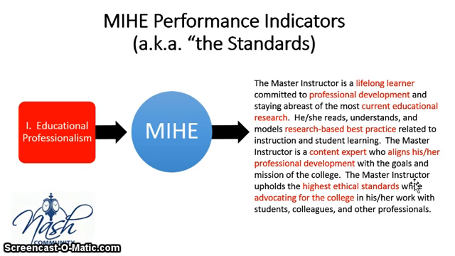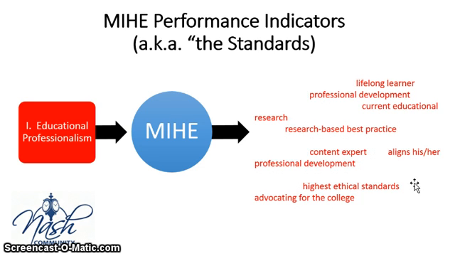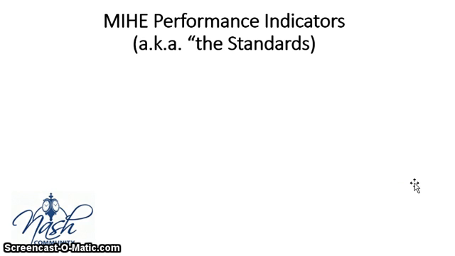And there are some key words that stand out in that language. For me, these are the ones that I identified for educational professionalism: lifelong learner, professional development, current educational research, research-based best practice, content area expert, aligning your professional development, highest ethical standards, and advocating for the college. So those are the key words that leapt out to me when I was looking at educational professionalism.